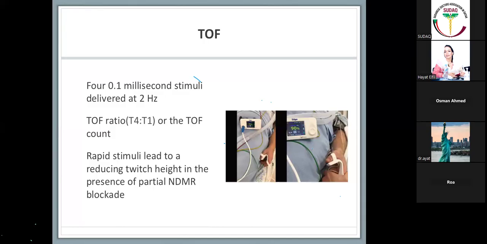So rapid stimuli will lead to a reducing twitch height in the presence of partial non-depolarizing muscle relaxant, and this we will call the FADE. We will see in a minute. Usually, for the T4 to reduce, you will need a receptor occupancy of 70%. And that's why we said that there is a large safety margin in the neuromuscular junction. When T4 is reduced or decreased by 25%, then T1 will start to decrease.